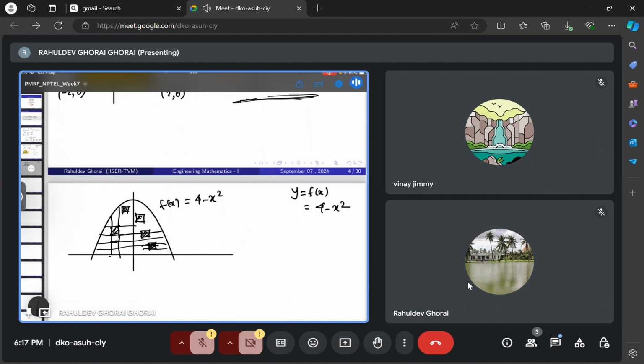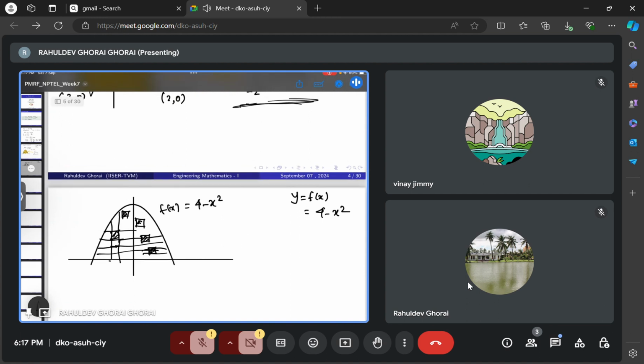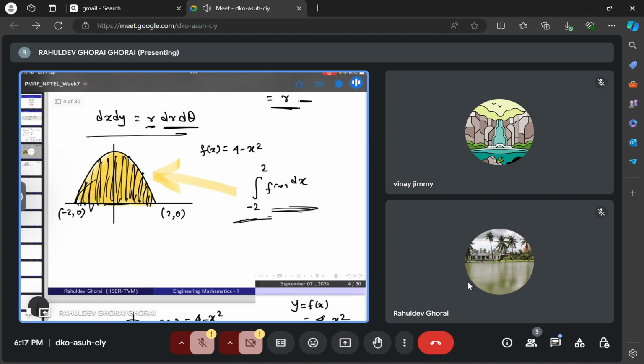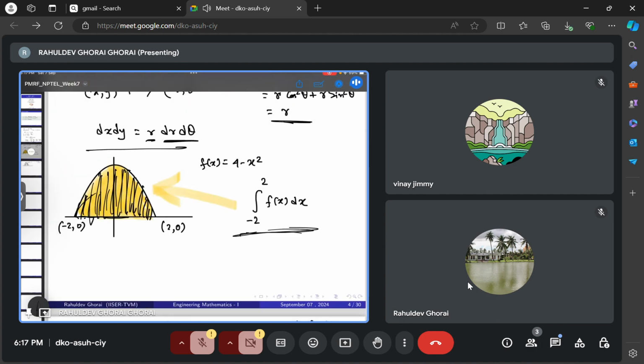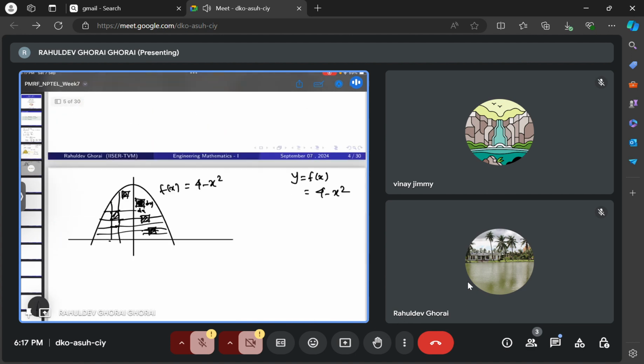So what will that be? If you want to find the area this way, for each small rectangle you need two things, a small dx and dy. But in the single integral you only need a small difference in x, and you just take vertical lines. Here you need both directions, so that's why dx dy comes into the picture.